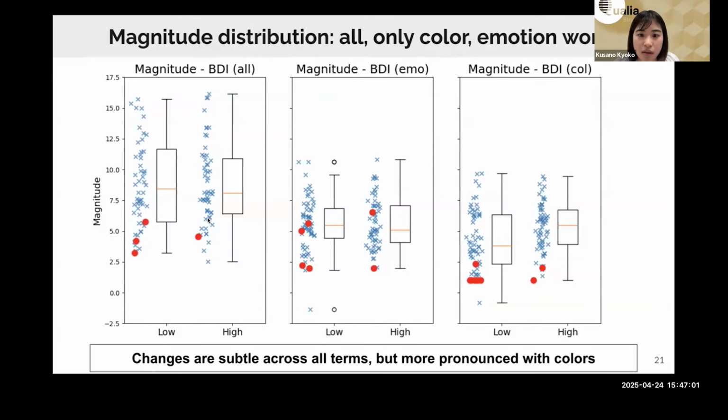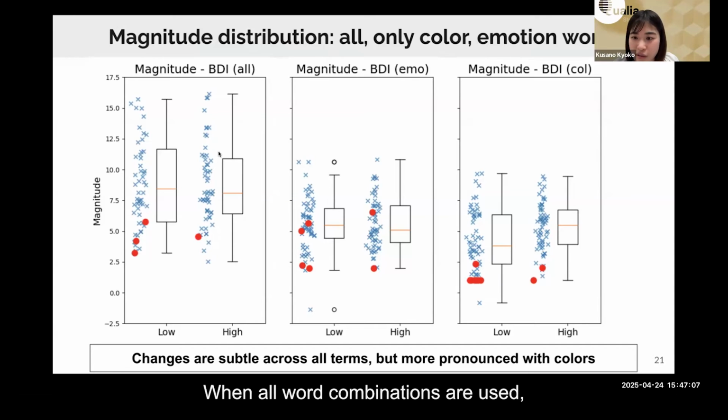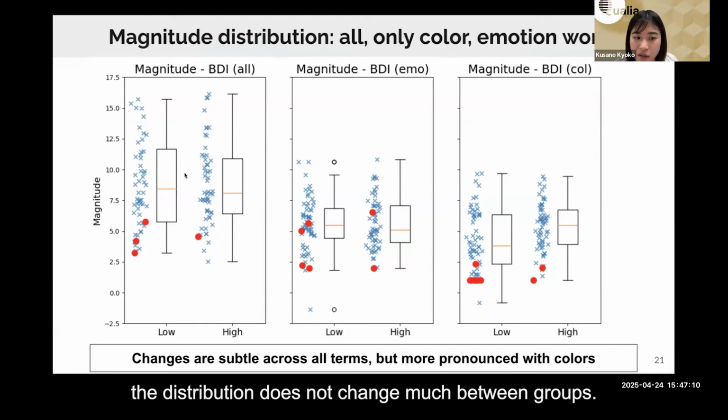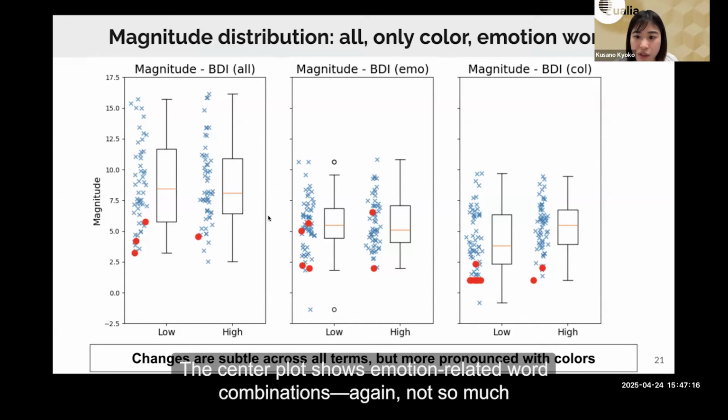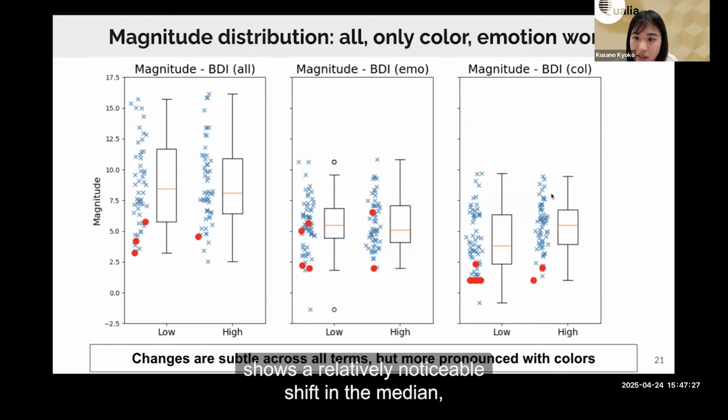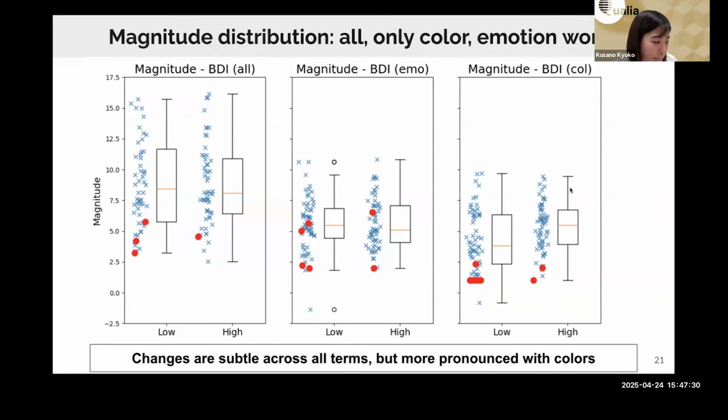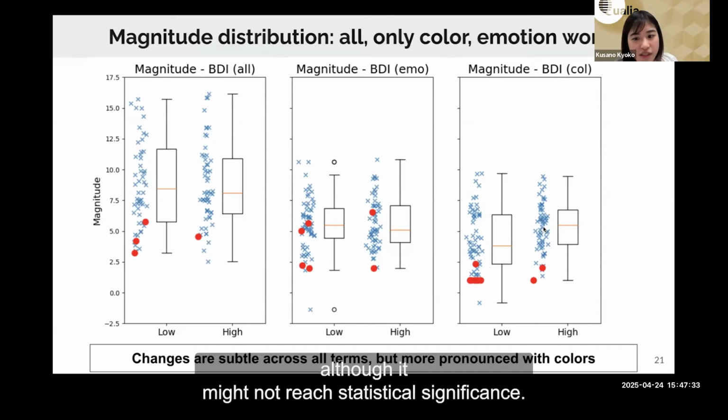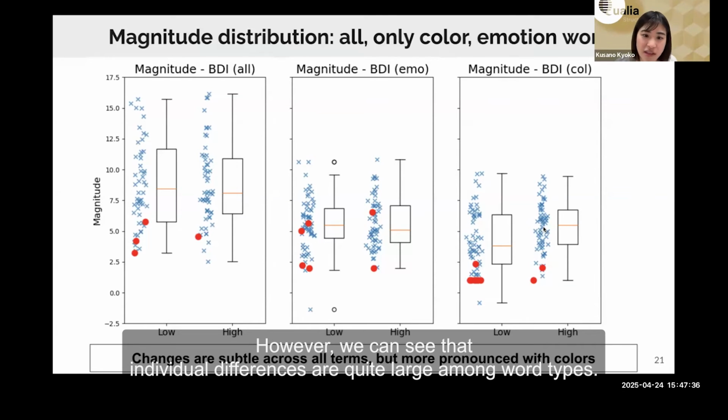Please look at the leftmost plot. When all word combinations are used, the distribution does not change so much between groups. The center plot shows emotion-related word combinations. Again, not so much. The rightmost plot for color-related word combinations shows a relatively noticeable shift in the median, although it might not reach statistical significance. However, we can see that individual differences are quite large among all the word types.